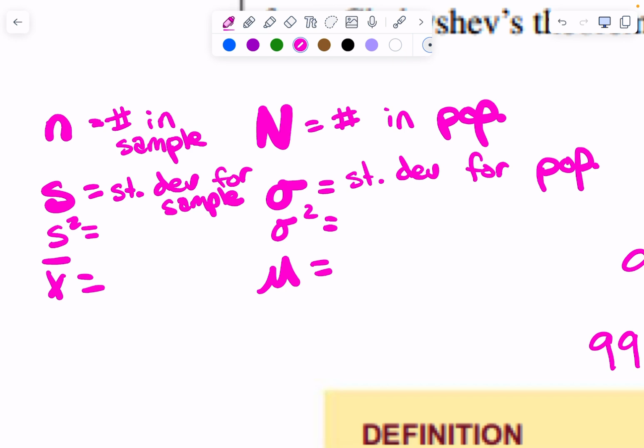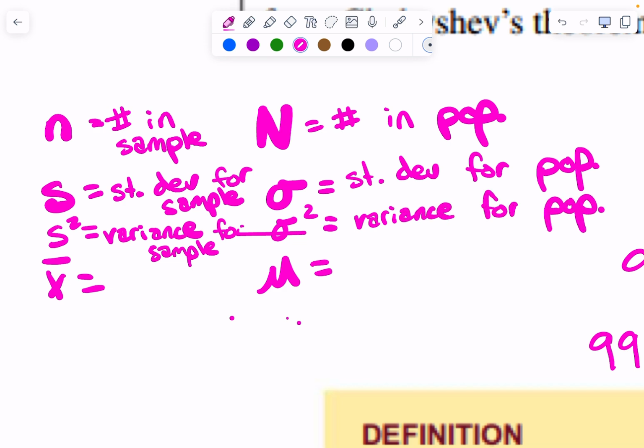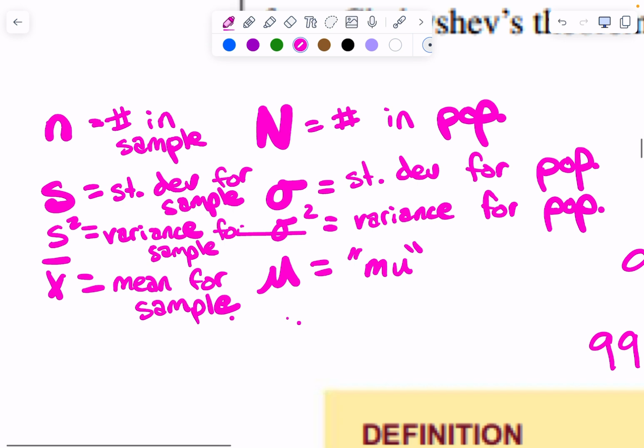What is s squared? That's the variance for a sample. Do you remember how we talked about variance being the square of the standard deviation? Sigma squared is the variance for a population. What's X bar? The mean, or the average, for a sample. Mu, pronounced M-U, looks kind of like an M and a U at the same time, which is how I remember it. Mu is the mean for a population.